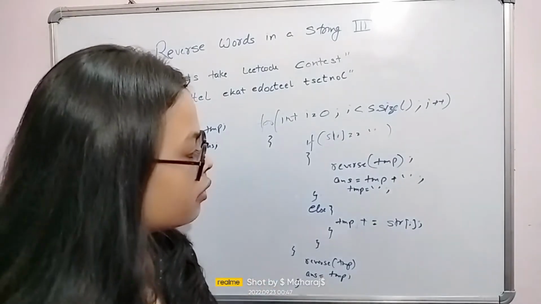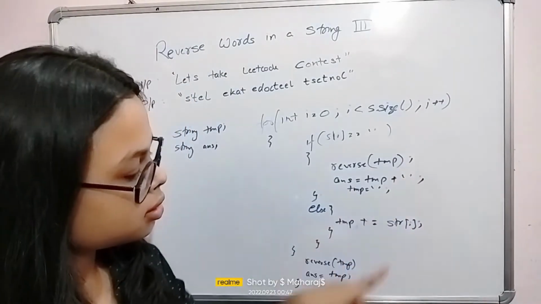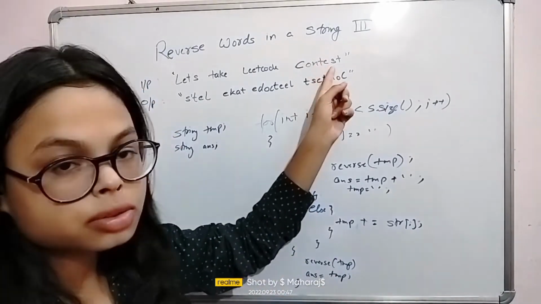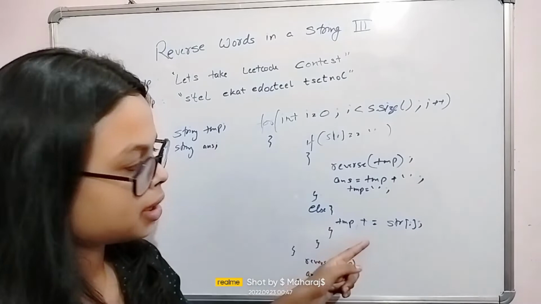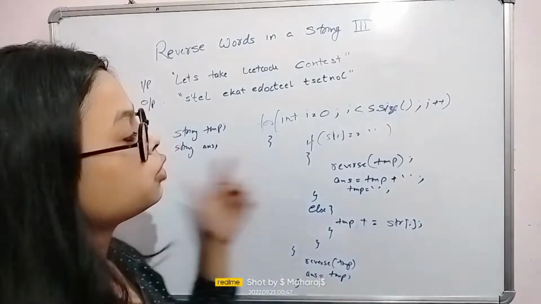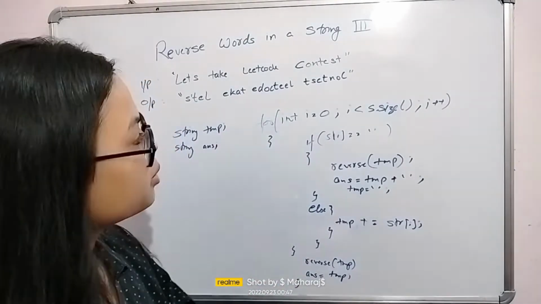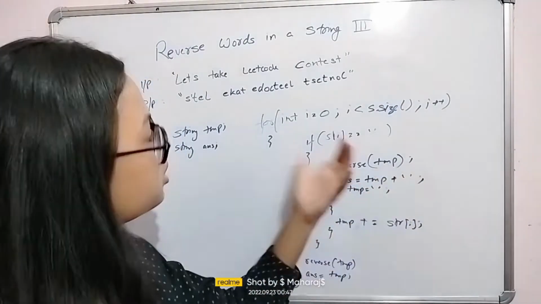Now you might have one doubt: why are we not adding the space here? Because this is the last word in the string, we won't add the space. And one more thing, what will the reverse function be? The reverse function is nothing but we take the word temp and just reverse the string.